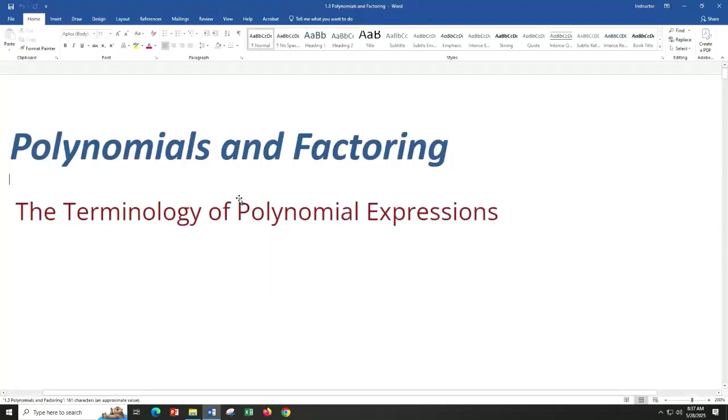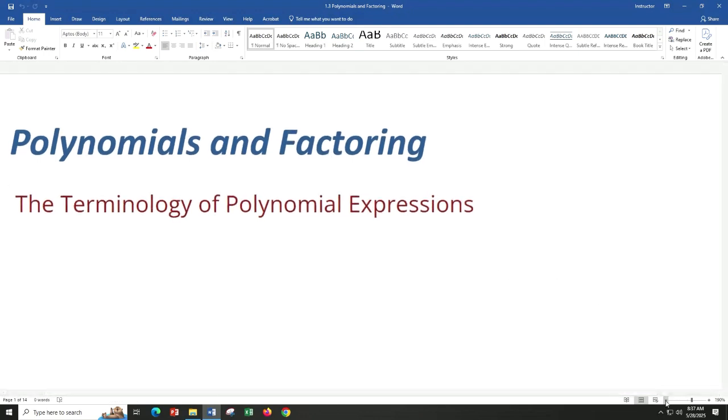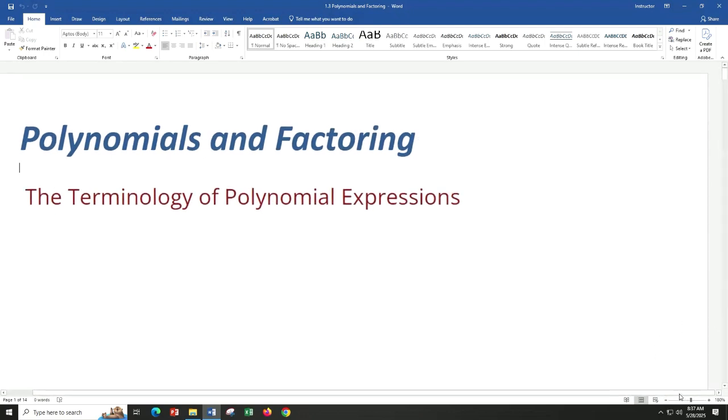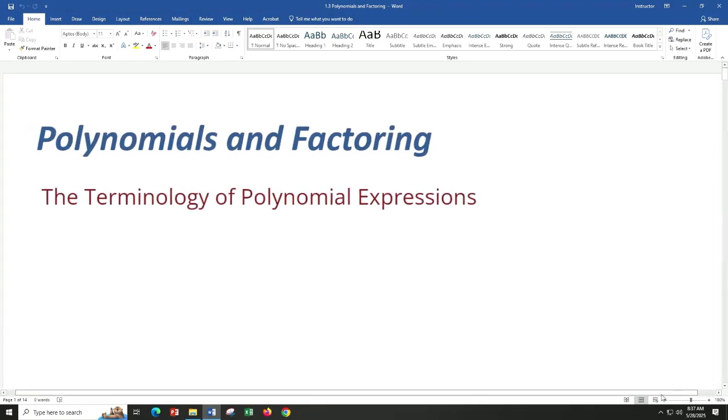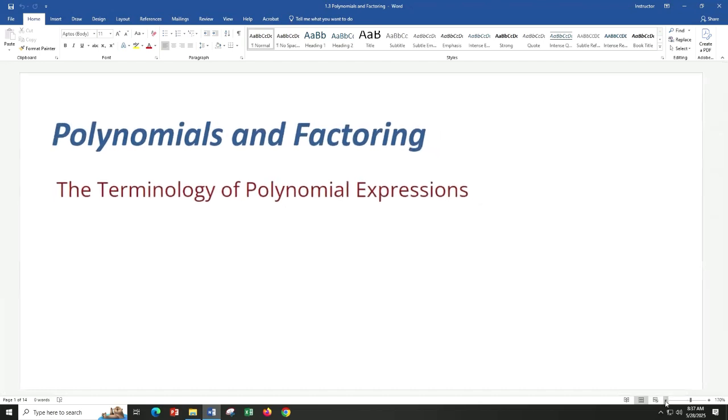Polynomials and factoring. Let's get through some terminology, okay? Like I said, we're going to be a little bit more math centric this class than what we normally are. So that means I'm going to be a little bit more concerned with saying correct words, because like I said, I don't know where some of you are going after this.